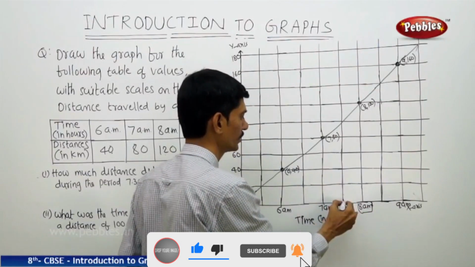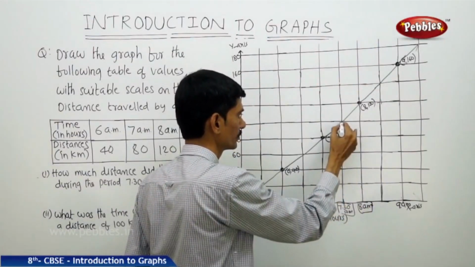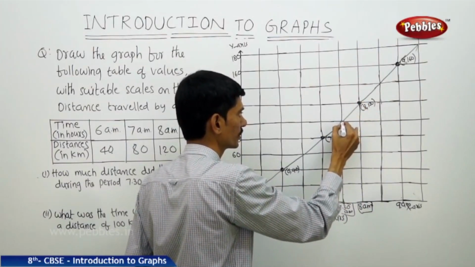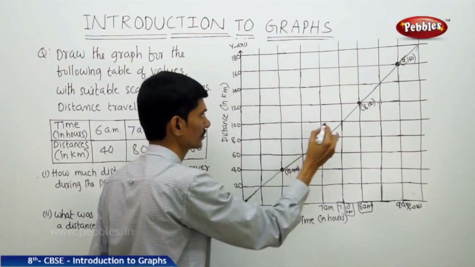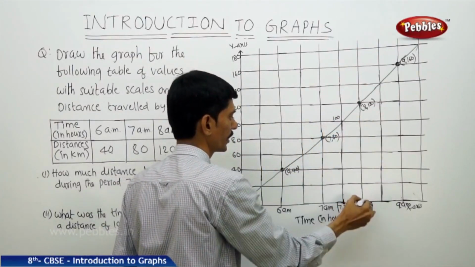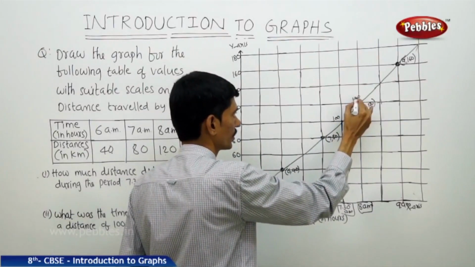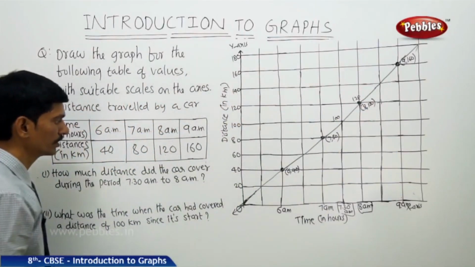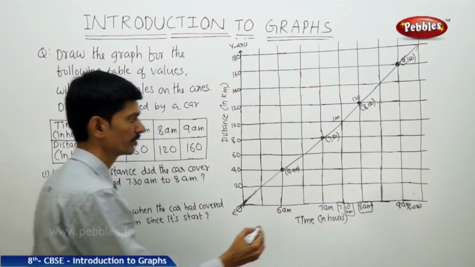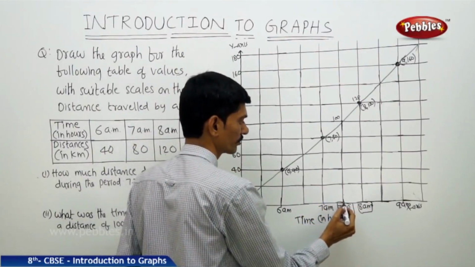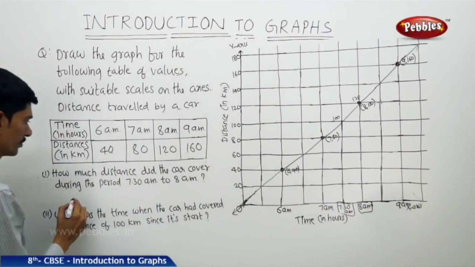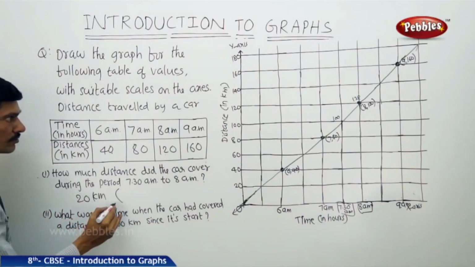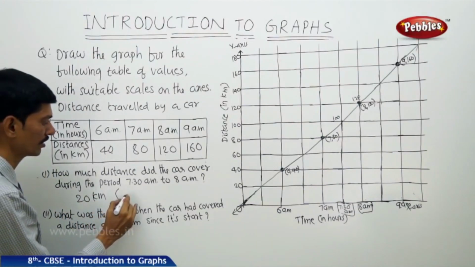Now draw two vertical lines from 7:30 and 8 till they intersect the given graph. So here the distance covered is 100 kilometers, and here at 8 a.m. the distance covered is 120, and the difference between these two distances is 20 kilometers. So the car traveled 20 kilometers between these two given times, 7:30 a.m. to 8 a.m. So the distance covered by the car is 20 kilometers, as it is the difference between 120 and 100.